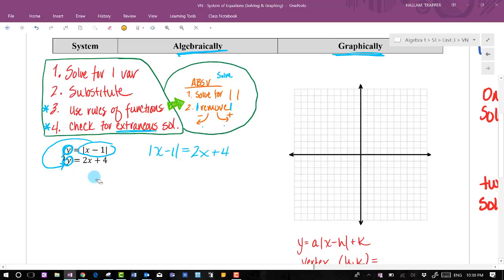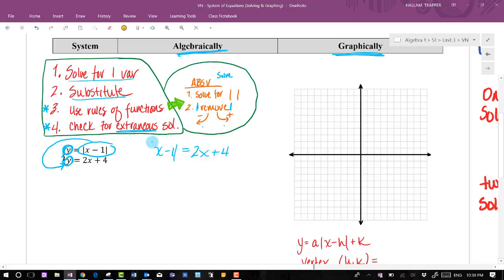So now that we have that, we've solved for one variable and substituted it into the other equation. Now we're going to follow the rules of whatever functions we happen to be working with. Since we're dealing with absolute value, we're going to solve for the absolute value, and you'll notice it is isolated. There's nothing on either side, so it is isolated at this point.